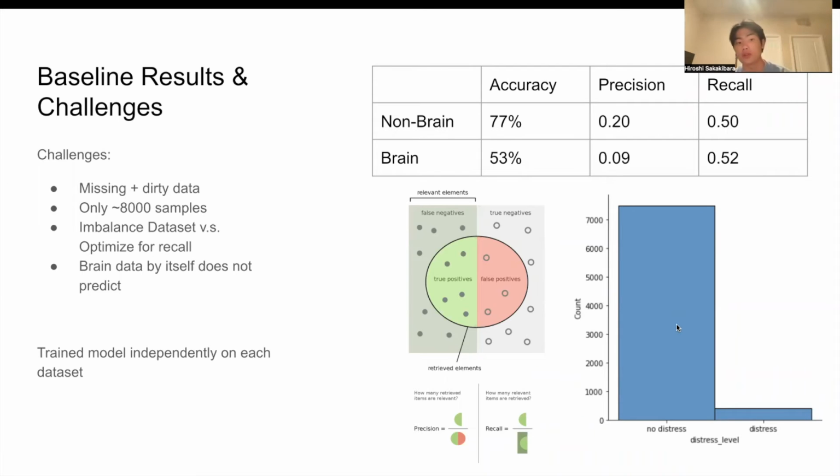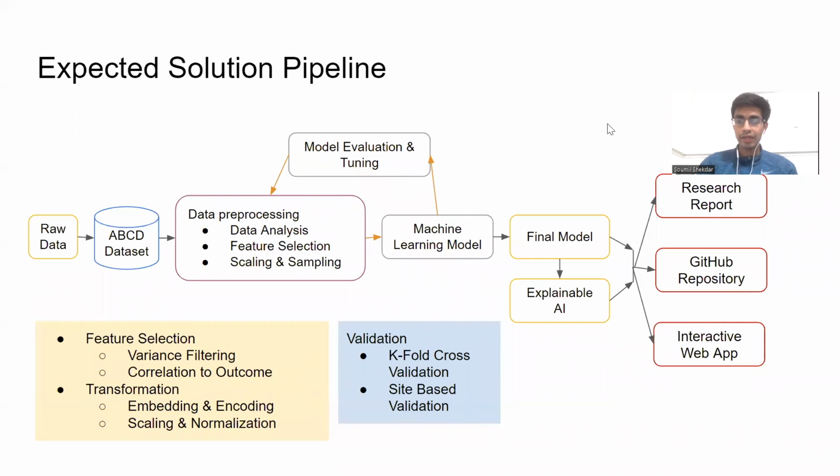Thus, the model will try to assign everyone to no distress by default. However, this gives no useful information. Therefore, we will need to optimize for recall or the true positives, capturing as much of the problematic patients as possible. Nonetheless, the brain dataset by itself is actually inconclusive. Here's the baseline model result optimizing for recall, and you can see that from the brain, the result is almost close to random.